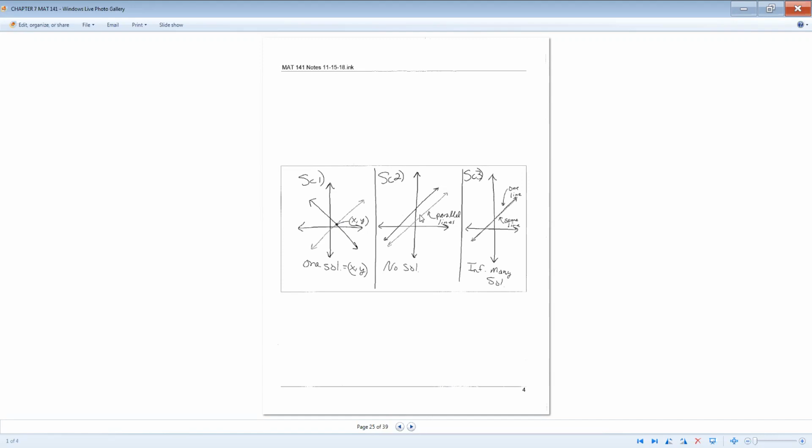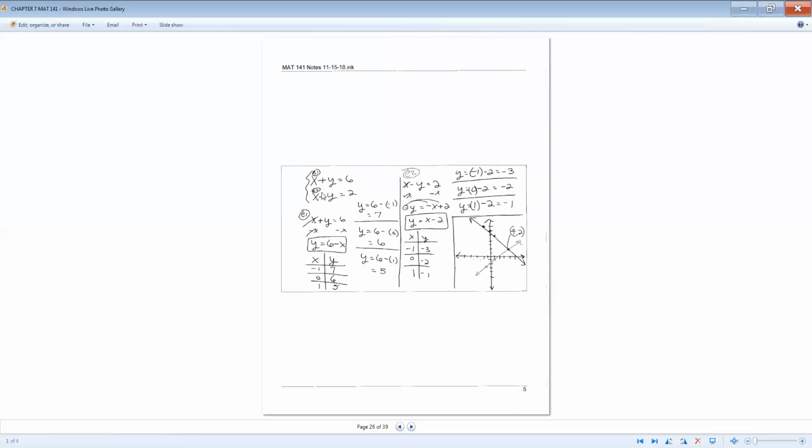The second scenario is no solution. In other words, if you have parallel lines, that's a scenario in which you have 2 lines that will never intersect. Remember, where they intersect, you get one solution. Where they don't intersect, you get no solution. And then infinitely many solutions, that's when you graph 2 lines and end up with the same line. That's infinitely many solutions.